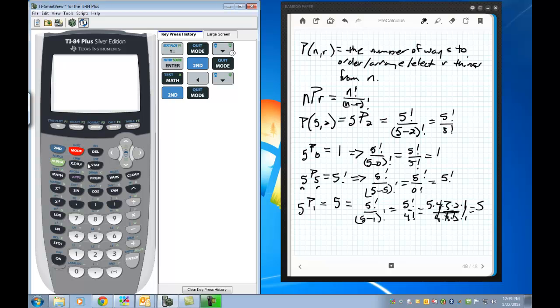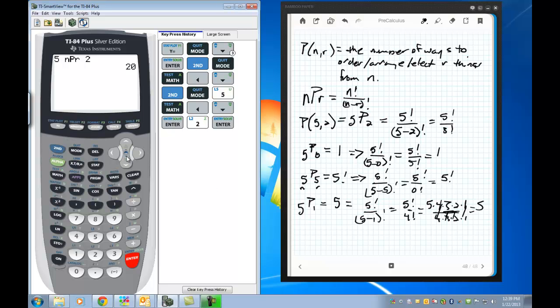The only pain in the butt here is the way in which you have to input it. So I'm going to go 5, math, over to prob, down to nPr, hit enter, hit 2, hit enter, and booyah. I get 20, just like we said.